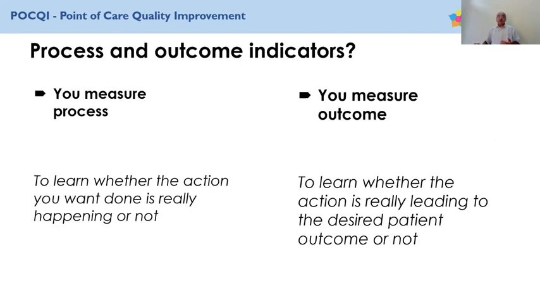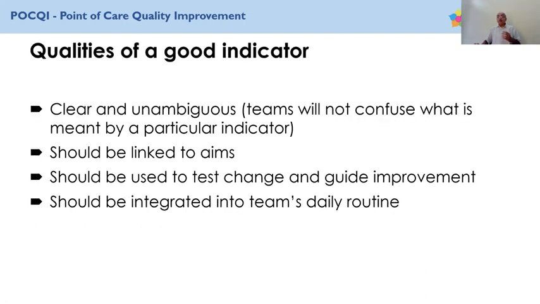Now, process and outcome indicators. You measure a process because we want to learn whether the action which we are taking is happening as we really wanted it to. And also we measure an outcome to understand, when we did an action properly, whether the outcome was desired for the patient and for us, or it was not. So to measure the outcome and to measure the process, we have to develop an indicator. Now, most of these indicators are generally very clear and unambiguous. They should not confuse the investigator or the team member. It should also be linked to your aim.